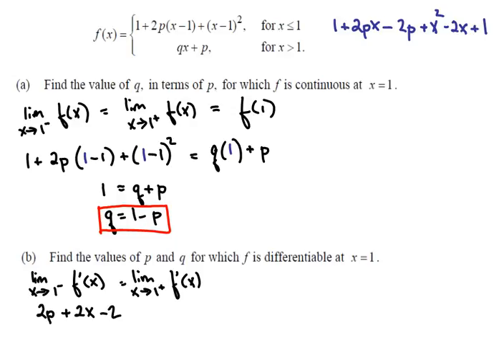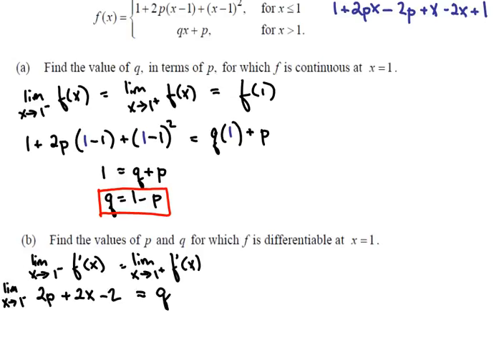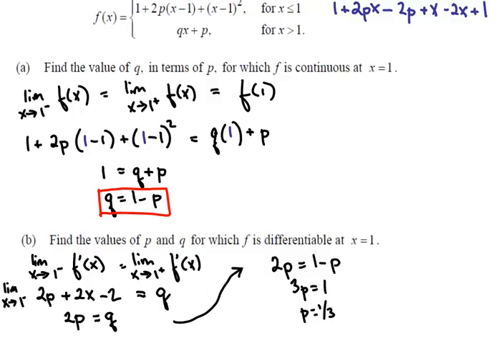On the right branch, the function is qx plus p. That's a linear function, so its derivative is just the slope of that line, which is just q. And remember, we're still taking the limit as x approaches 1, so I'm just going to plug in x equals 1 only into one place, into the 2x, and that gives me just 2p equals q. Now since we know that q is equal to 1 minus p, we now get 2p is equal to 1 minus p, 3p equals 1, p is equal to 1/3. Since q is equal to 2p, then q is equal to 2/3.